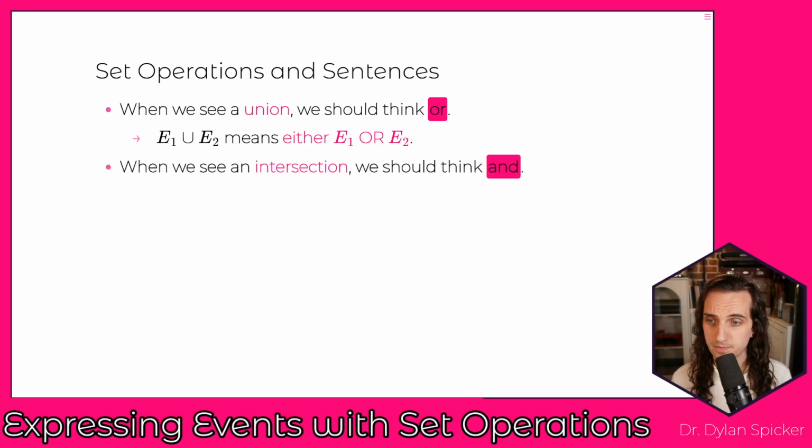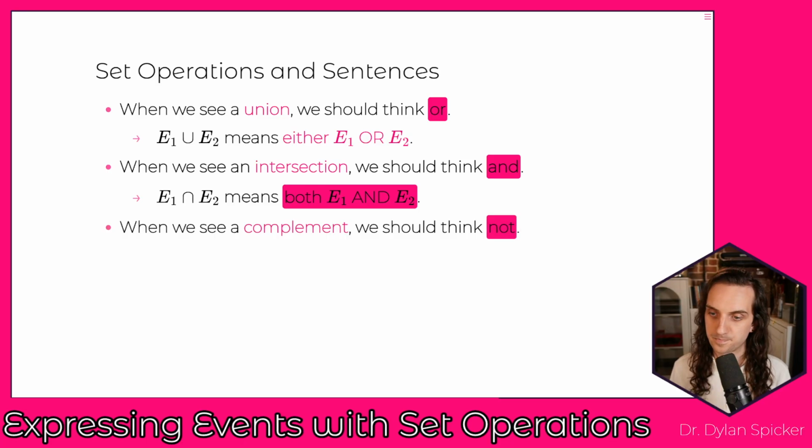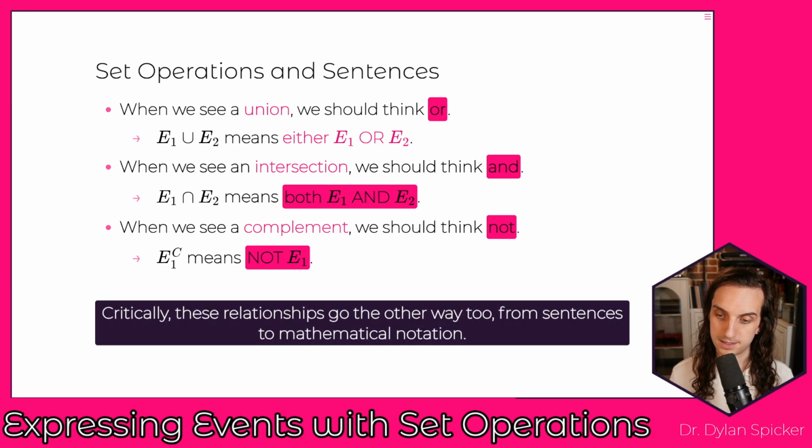If we see an intersection, then we should think and. So E1 intersect E2 means both E1 and E2 happen. The only way that the intersection is going to happen is if some shared outcome occurs between the two different events here. And so we need both of them to happen. We need both E1 and E2. And if we see a complement, we should be thinking not. So E1 complement means not E1. If we don't want E1 to happen, then we're thinking about E1 complement.